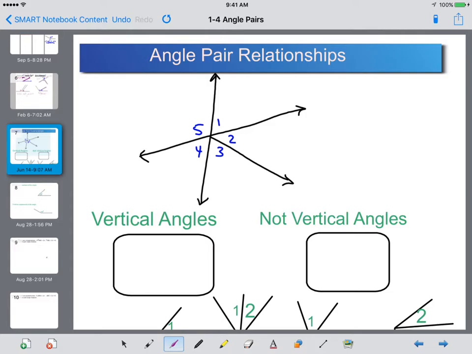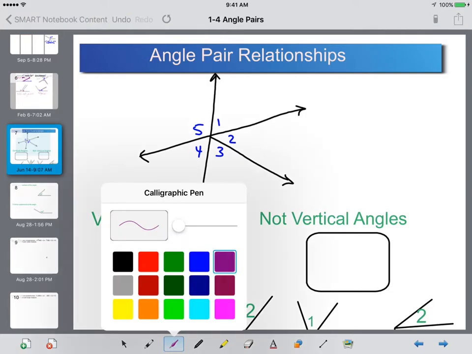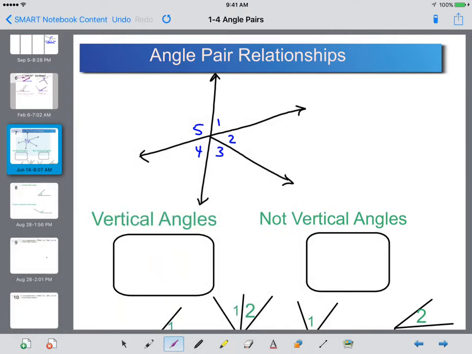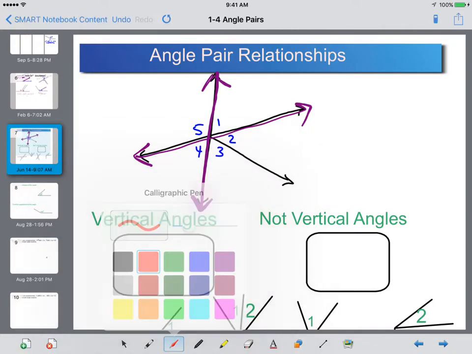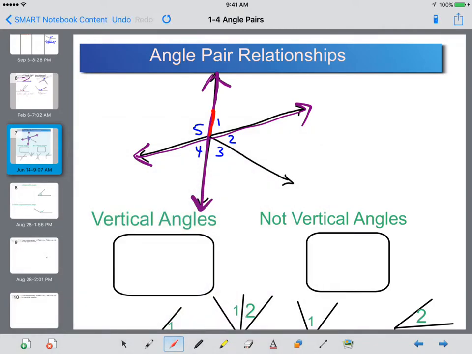Let's take a look at vertical angles. Vertical angles happen along linear pairs. Okay, we need to have lines. So if I have this line that goes all the way through, and this line goes all the way through, there are 2 V shapes that I've created. There's a V and an upside down V.